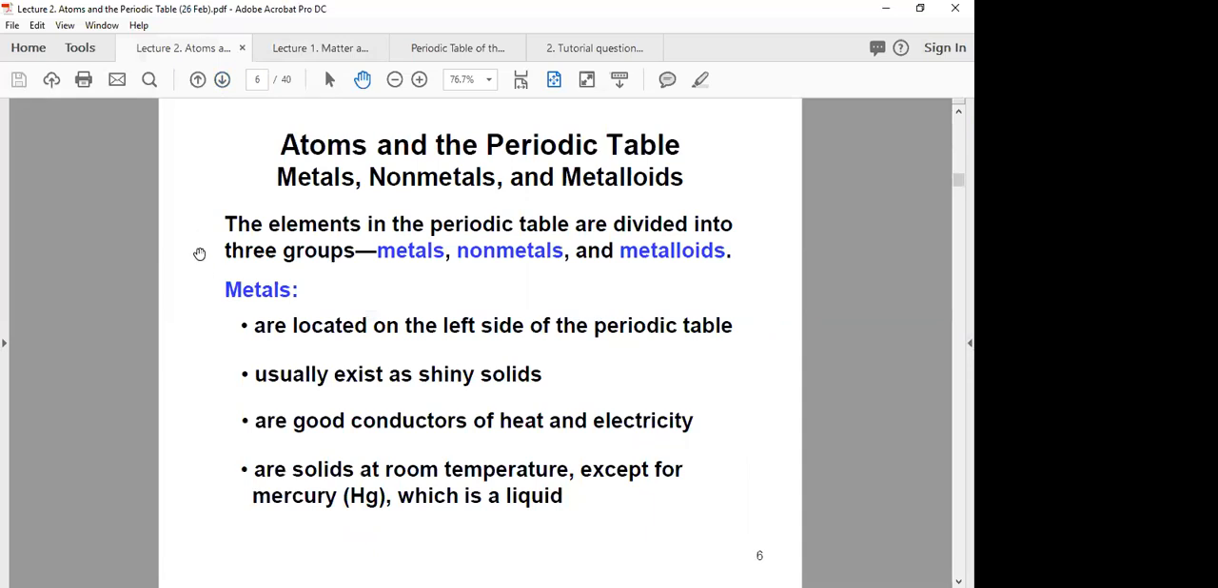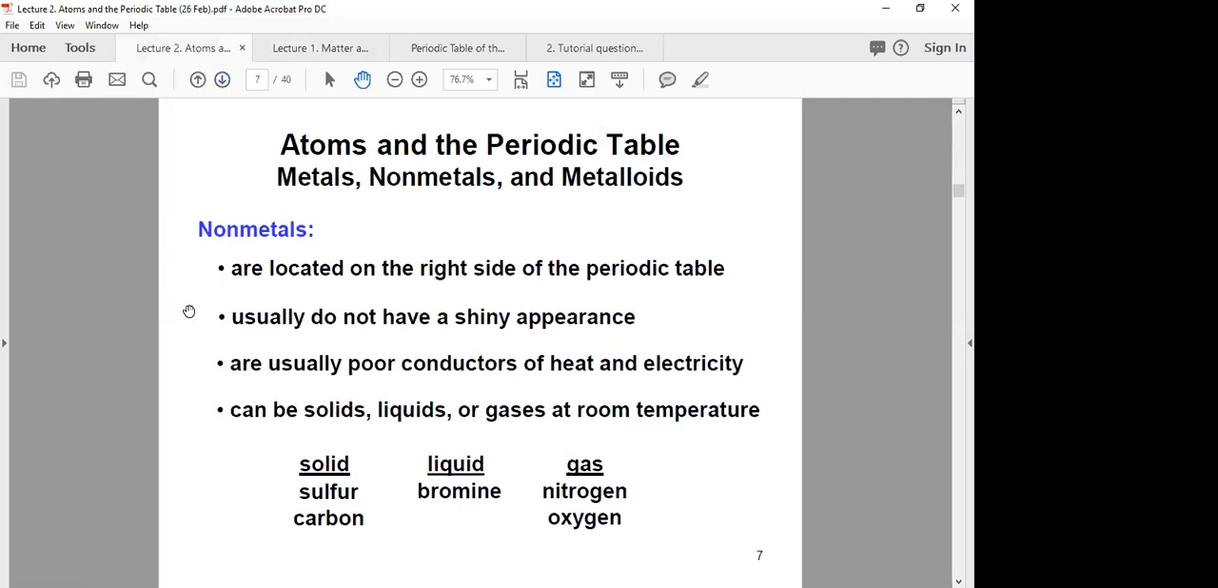All right, just very briefly, some of the features of metals, non-metals and metalloids. So metals, as I said, are located on the left side of the periodic table, with the exception of hydrogen, which is on the left side, but it's not a metal. They usually exist as shiny solids. They're good conductors of heat and electricity, and all the metals are solids at room temperature, except for mercury, which has the element symbol Hg, and this is a liquid at standard room temperature.